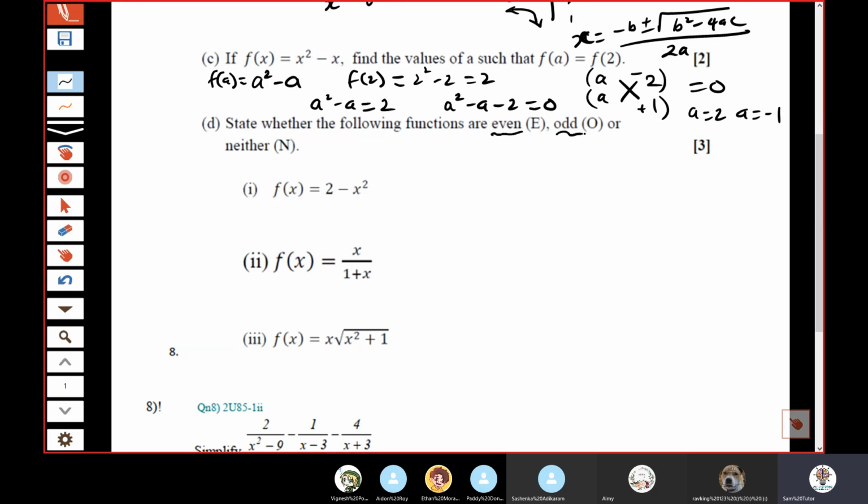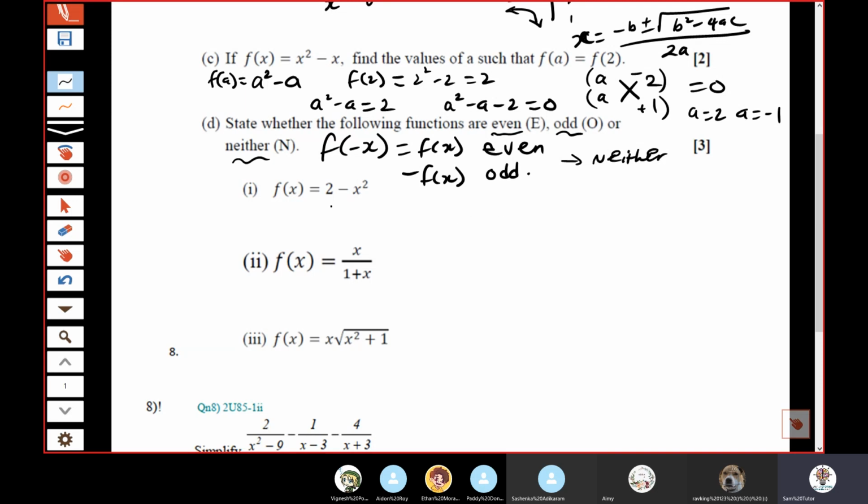Something we were doing, I think, last week, odds, evens, and neithers. How do we start? Always sub in -x. If it gives you the original, so if it gives you f of x again, it's even. If it gives you negative of the original, it is odd. And if it doesn't, it is neither. That's what we said last week.